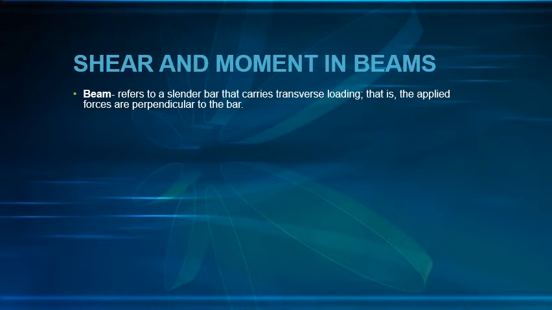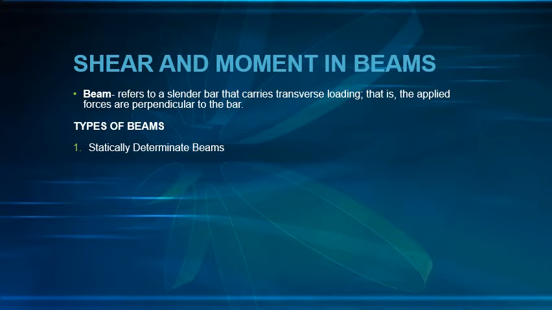First, we're going to define what is a beam. When we say beam, it refers to a slender bar that carries transverse loading. That is, the applied forces are perpendicular to the bar. There are two types of beam. We have the statically determinate beams and the statically indeterminate beams.